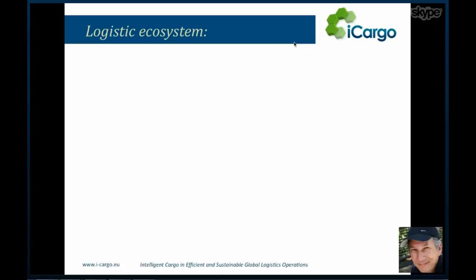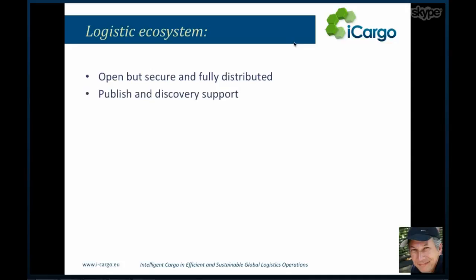So to summarize, what you have seen is a logistic ecosystem which is open because everybody can join as long as you honor the technical API. It's secure because information is only shared between access points assigned or authorized by the information owner. There is no centralized component being owned by a single company. So nobody is owning or controlling the ecosystem.